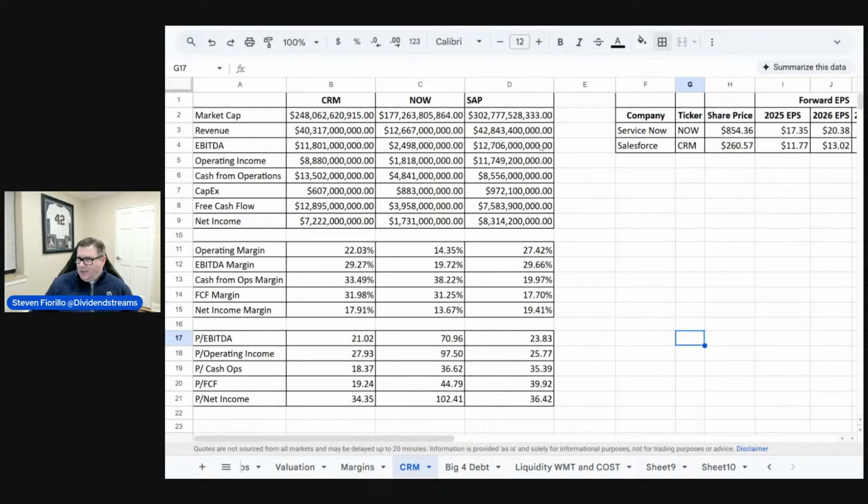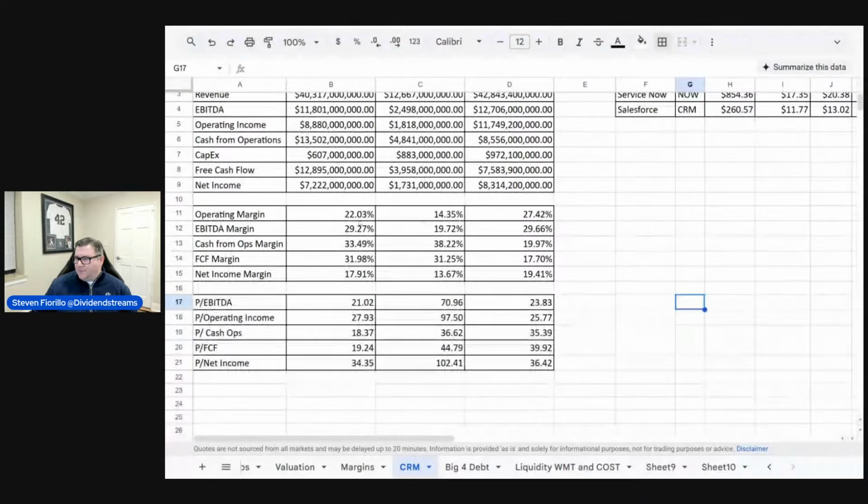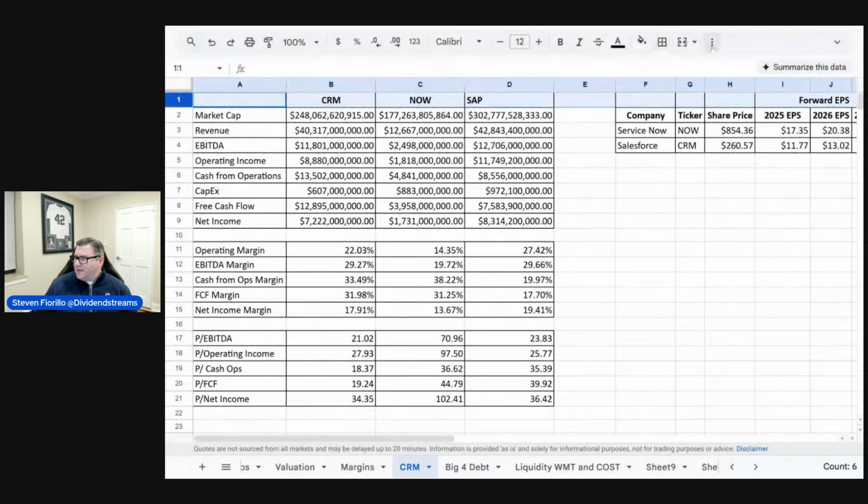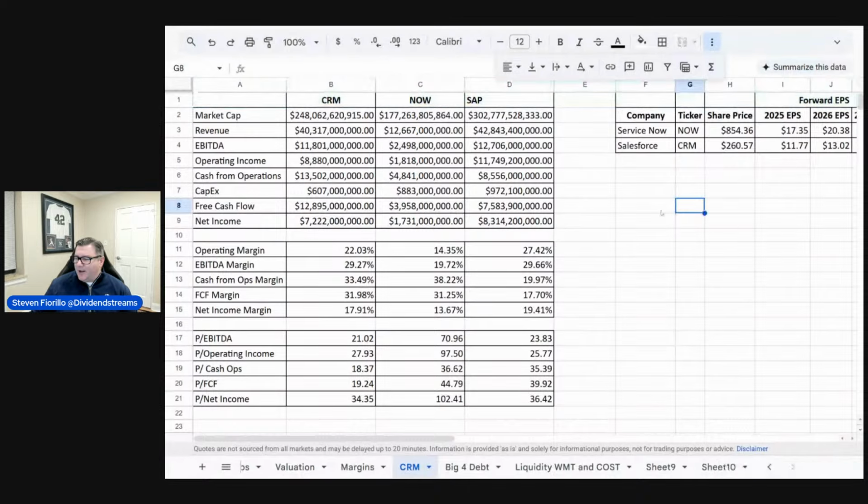SAP is a little bigger on EBITDA, bigger on operating income. They don't produce nearly as much cash from operations as Salesforce does. Free cash flow is not nearly as big, and net income's a little bigger. So margins, better margin on operating income. You know what? We should freeze that. Where the hell's the freeze? I guess I'll do it later. I'll just put those there for now as a placeholder.